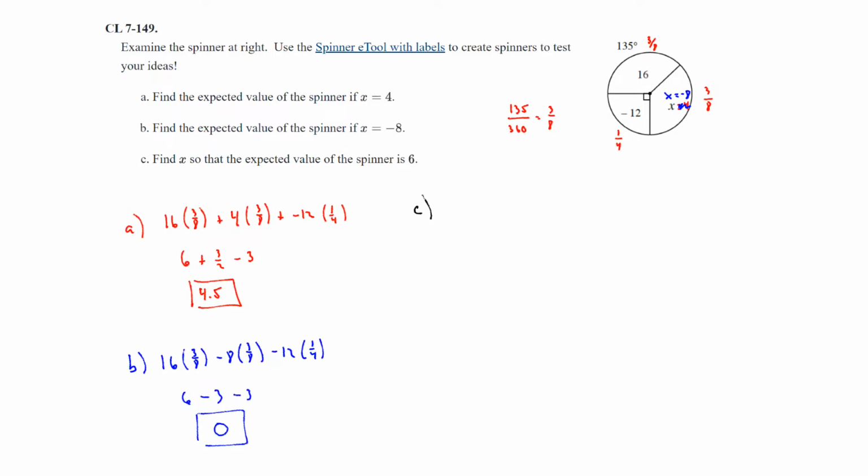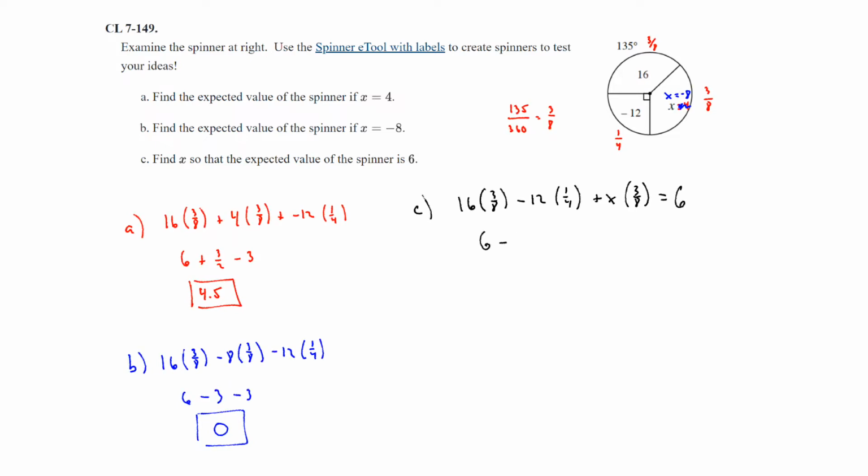On C, it says find x so that the expected value of the spinner is 6. So now we want to set it up. We know we're going to have 16 times 3/8. That can't change. We know we're going to have the minus 12 times 1/4. But then what does x have to be? So we're just going to say plus x, but we know it's times 3/8, and we want the expected value to be 6. So we're going to set it equal to 6, and then we'll just solve.